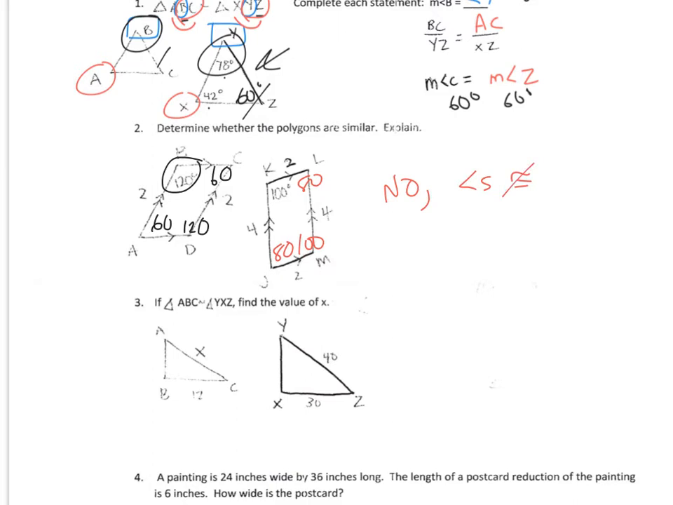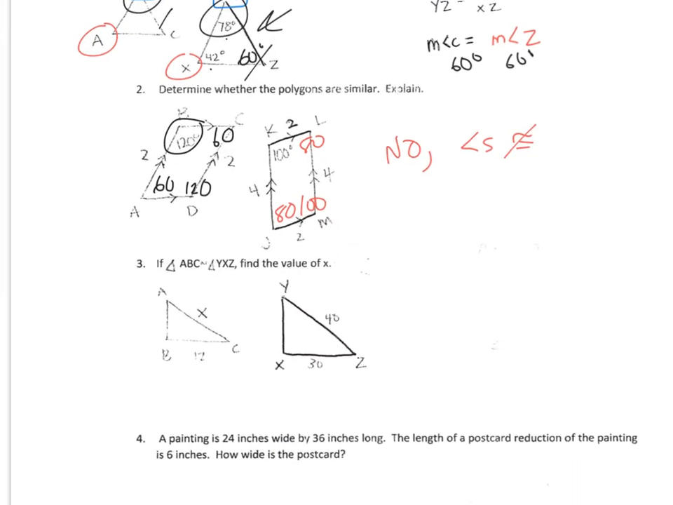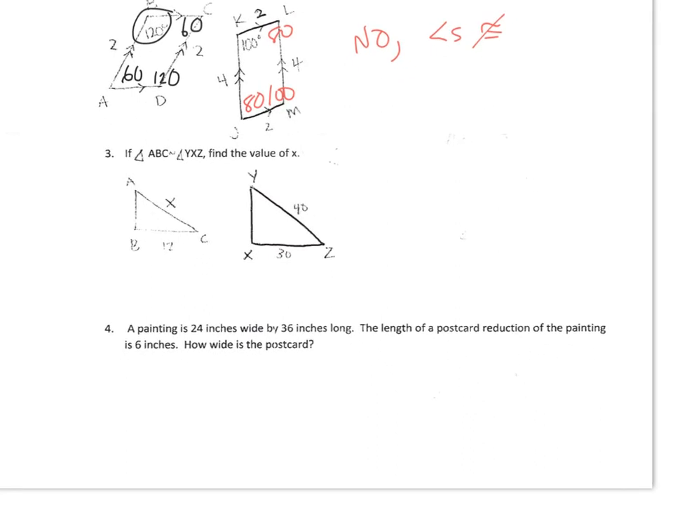And then number 3, if triangle ABC is similar to YXZ, find the value of X. So I can use a proportion. So I can do X is to 12, so if I do AC is to BC, well, AC matches up with YZ. So 40 is to XZ, 30.